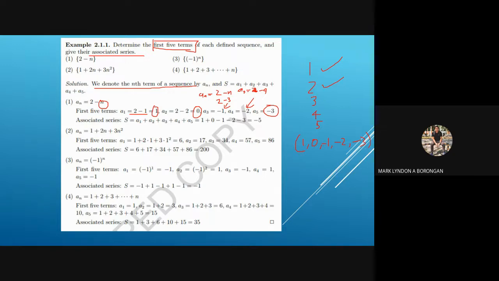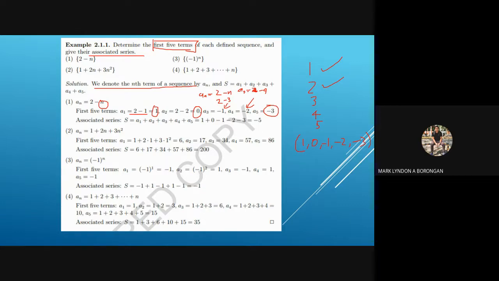Now, let's try. So, 1 plus 2n plus 3n squared. You have there 1 plus 2 times 1. It is our first term, so we use 1, the first good number. So, 1 plus 2 times 1 plus, so 3n squared, you will just write 3 times 1 squared. Right? 3 times 1 squared only. Then we add them all and simplify.